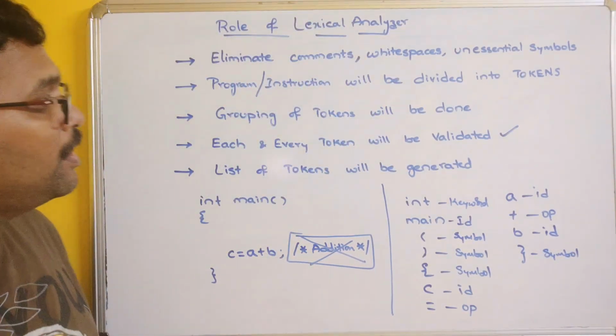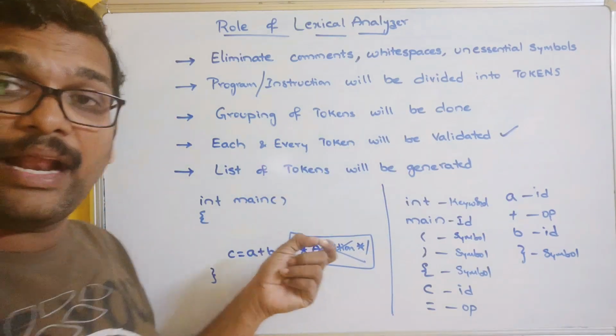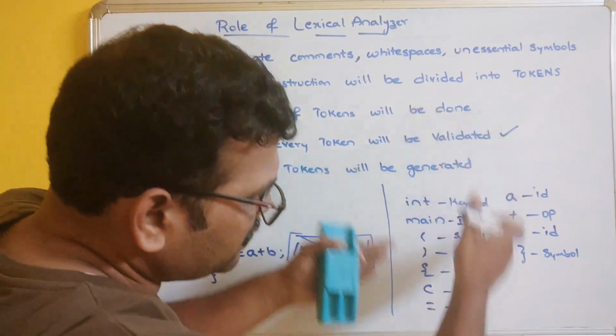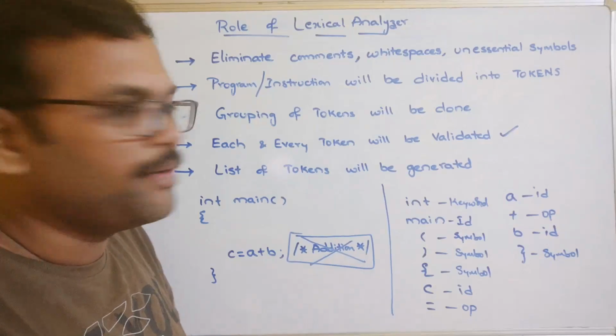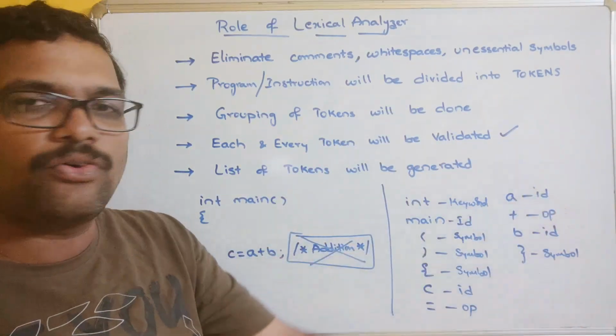Grouping will be done, and then each and every token will be validated. So it will check whether there are valid tokens or invalid tokens. So it will check all the things, and definitely that is a valid token. And then a list of tokens will be generated. So this is a complete list of tokens.